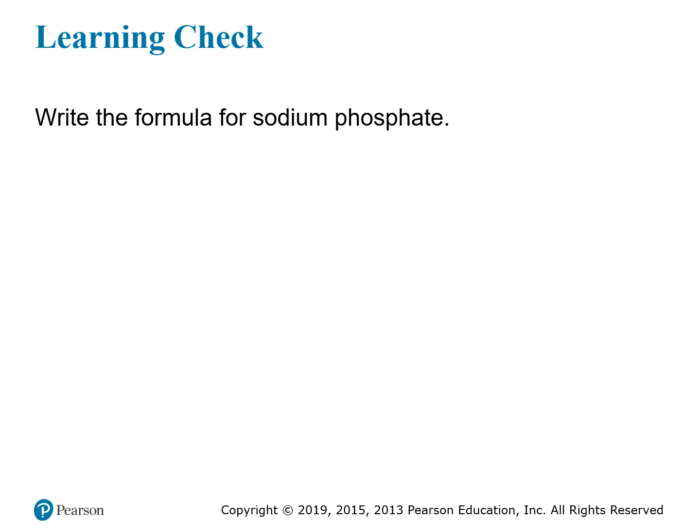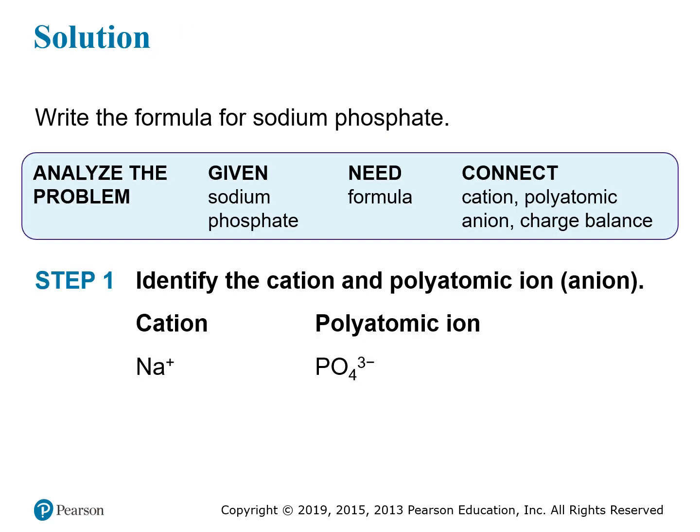Let's do another example. How do you write the formula for the compound called sodium phosphate? Well, to start with, you analyze the problem in terms of the name, right? The name tells you the names of the 2 ions involved. You have the sodium ion, that's the cation, written first, and the phosphate ion is the anion, that's written second.